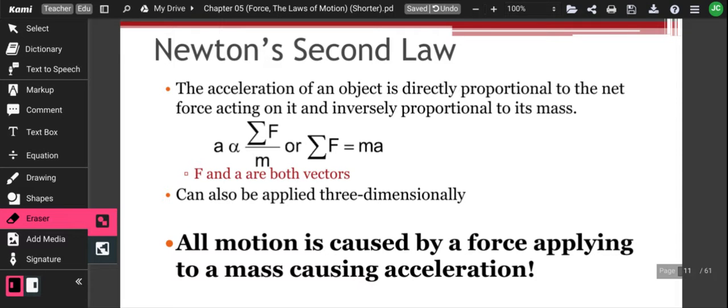Newton's second law talks to us about how force, acceleration, and mass are related to each other. As it says here, the acceleration of an object is directly proportional to the net force acting on it and inversely proportional to its mass. Newton's second law is one of the most important laws that we have in physics.